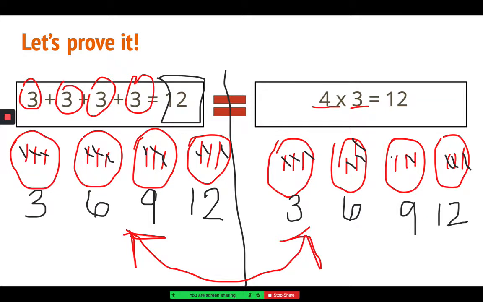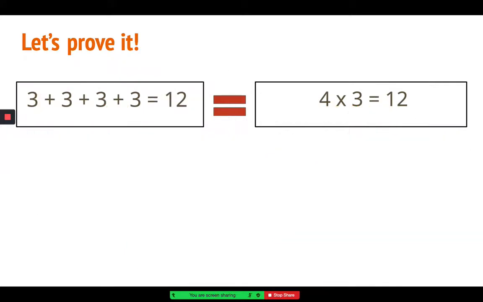We just showed that we can solve repeated addition by also rewriting as a multiplication number sentence, because multiplication and repeated addition are the same thing. It's just another way or strategy to get to the total of something. We got to 12 by adding our equal groups together or multiplying 4 groups of 3. It's the same thing. They are equal.